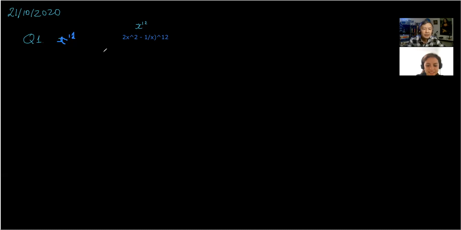Can we rewrite that as 2x squared minus 1 over x, all of them to the power 12 altogether, right? Yes, and I need to find the coefficient. This x squared, right? Oh yes, it's 2x squared. Yes. And I need to find the coefficient of x to the power 12.